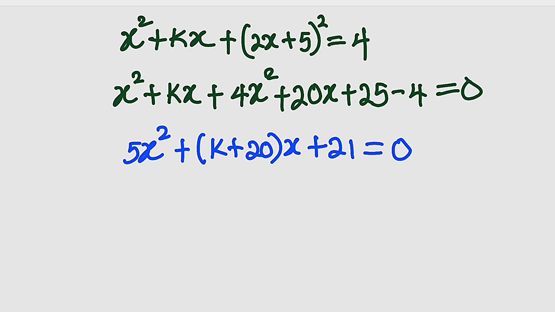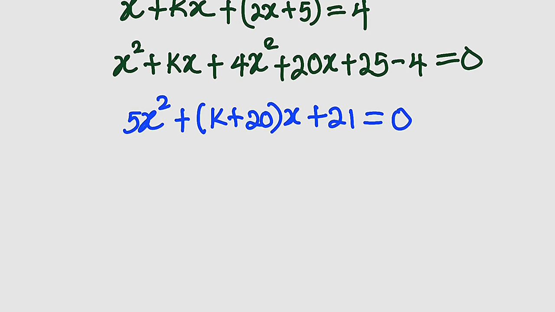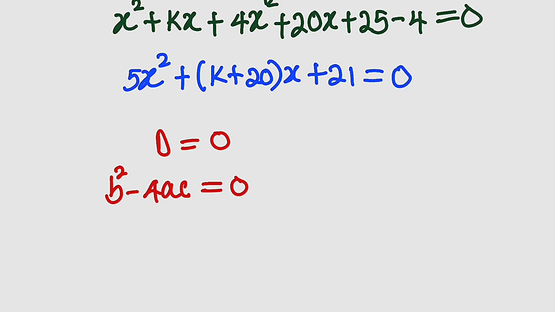Now what you should remember is that this line and the circle intersected at exactly one point, and I told you if they intersected at exactly one point, the discriminant will be equal to 0. So now we are going to set the discriminant, which is D, to be equal to 0, and D is b squared minus 4ac. This is equal to 0.